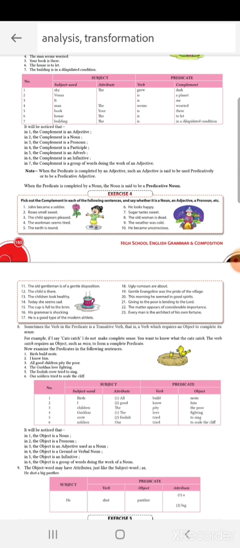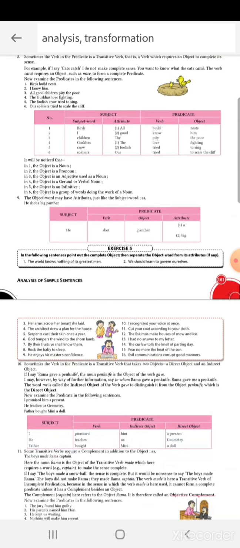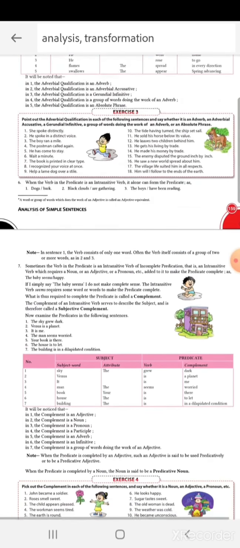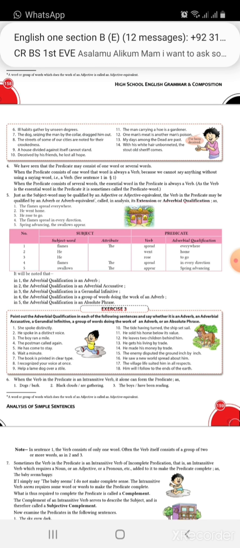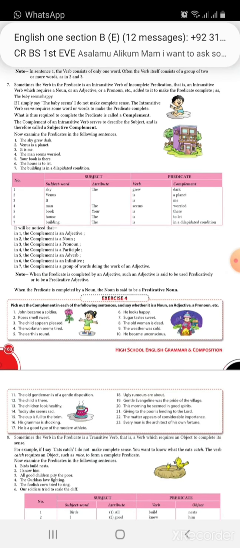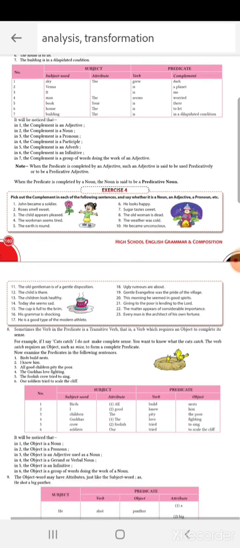Exercise number 4 says, fine, here you can do it: pick out the complement in each of the following sentences and say whether it is a noun, an adjective, or a pronoun. Obviously you can pick out the complement first, and then judge whether it is a noun, an adjective, or a pronoun. It is quite simple for you. And the good thing is that you have the examples along with these exercises. First they have given the examples of analysis, and then the exercise, so you can read these examples. They will help you to attempt these exercises.